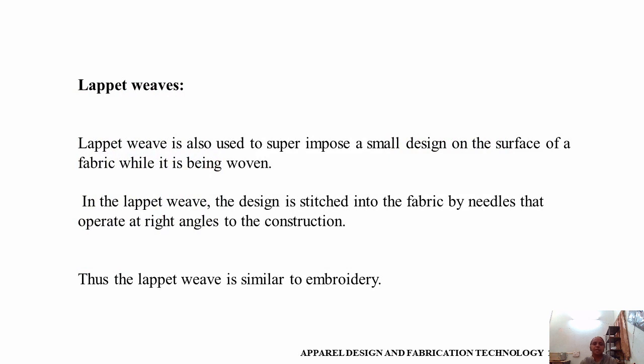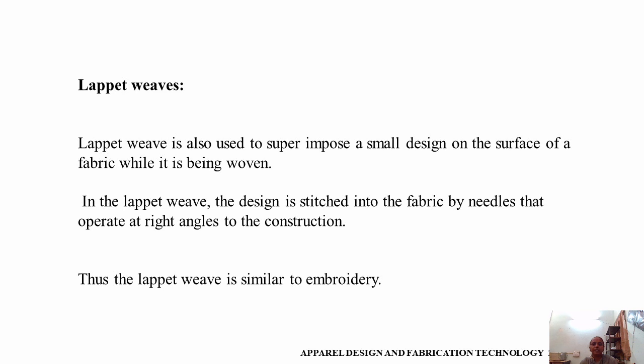Next weave is the lappet weave. Lappet weave is also used to superimpose a small design on the surface of a fabric while it is being woven. In the lappet weave, the design is stitched into the fabric by needles that operate at right angles to the construction. Thus, the lappet weave is similar to embroidery. So, lappet weave is also a decorative weave.